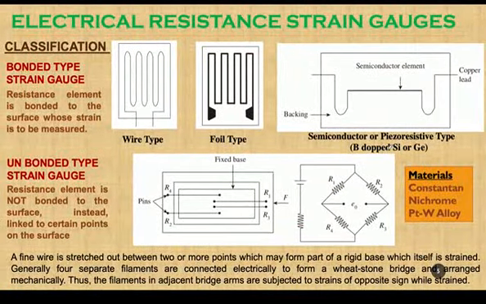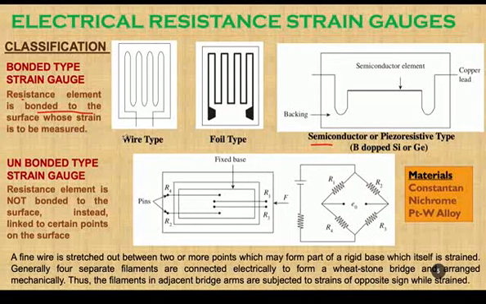Let us try to see the classification of electrical resistance strain gauges. Let us classify strain gauges into majorly two categories, and we can have one more subcategory like this. The categories are, first, the bonded type strain gauge. The meaning is that we know the strain gauge will have a resistance element. The resistance element is bonded to the surface whose strain is to be measured. That means the resistance element such as a wire may be bonded on a flexible surface.